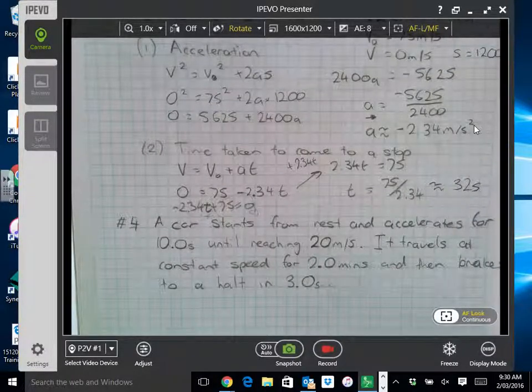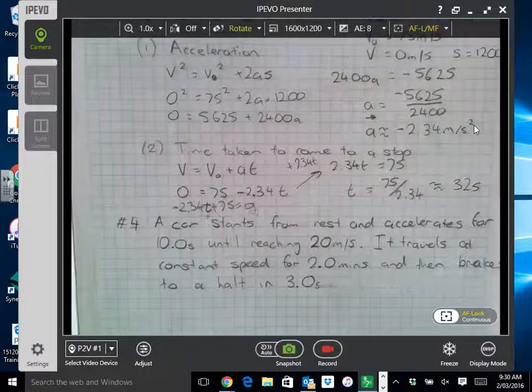A car starts from rest and accelerates for 10 seconds until reaching 20 meters per second. It travels at a constant speed for 2 minutes and then brakes to a halt in 3 seconds. Now you can follow along with this question on page 59.